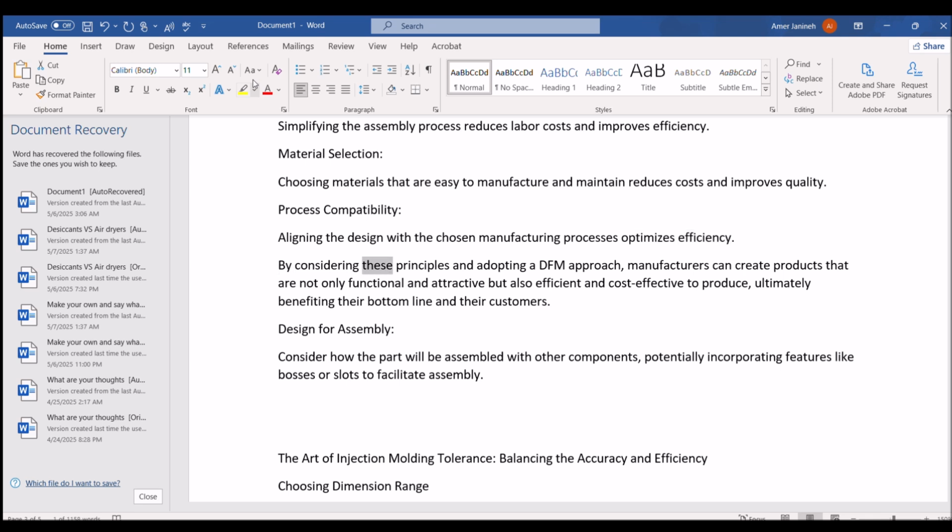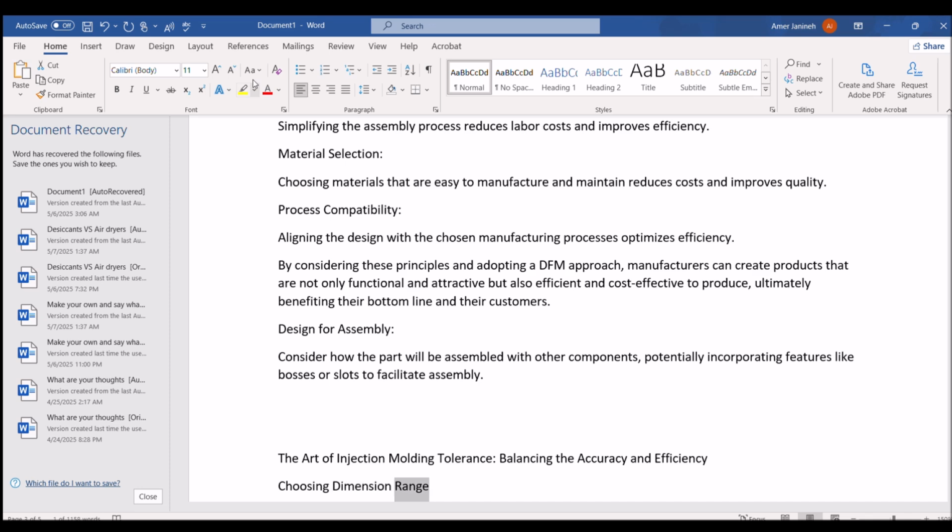By considering these principles and adopting a DFM approach, manufacturers can create products that are not only functional and attractive but also efficient and cost-effective to produce, ultimately benefiting their bottom line and their customers. Design for assembly. Consider how the part will be assembled with other components, potentially incorporating features like bosses or slots to facilitate assembly. The art of injection molding tolerance, balancing the accuracy and efficiency.